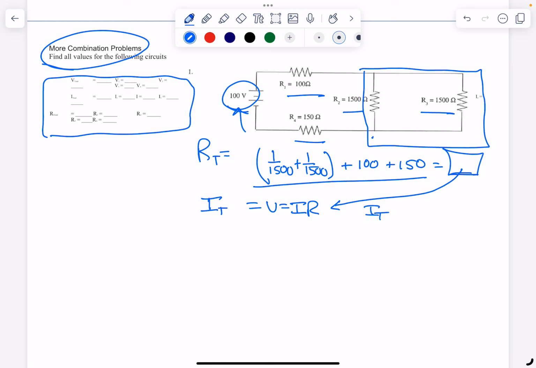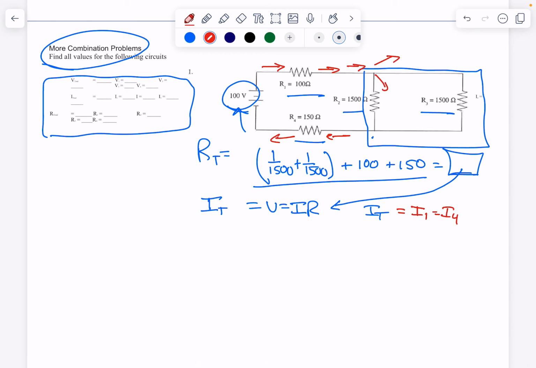Now, let's talk about finding the different currents. It's important to understand that in the series portion of the circuit, through here, the current is the total current. So for all intents and purposes, IT equals I1 equals I4. They're all going to be the same. But when the electrons get to this part right here, they're going to split, and they're going to make a choice and go one place or the other.